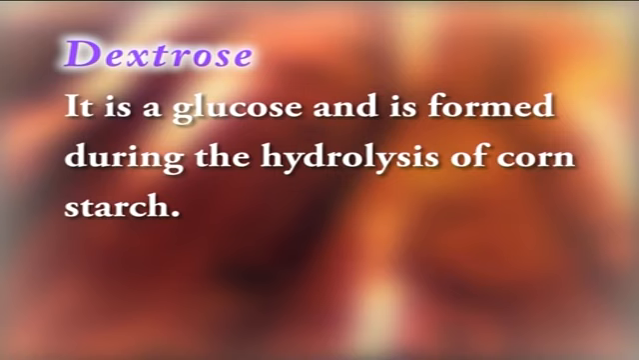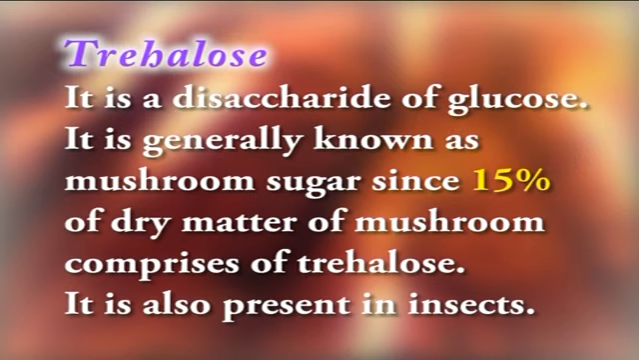Dextrose. Dextrose is glucose and is formed during hydrolysis of corn starch. Trehalose is a disaccharide of glucose. It is generally known as mushroom sugar since 15% of the dry matter of mushroom comprises trehalose. It is also present in insects.